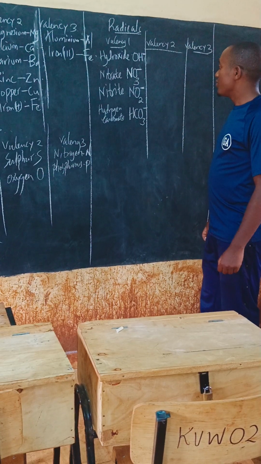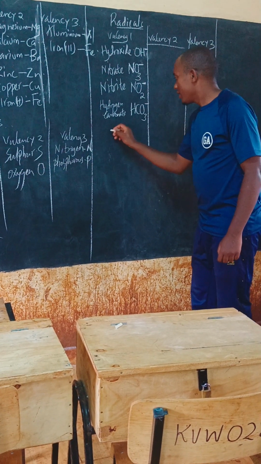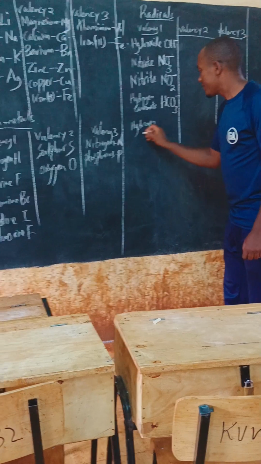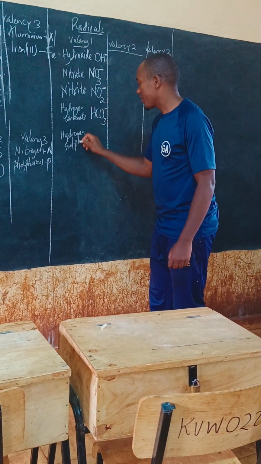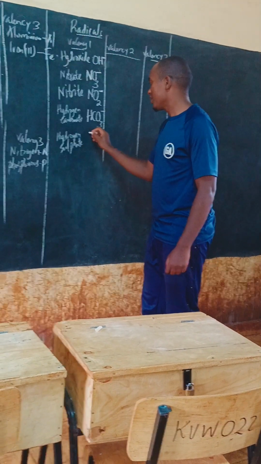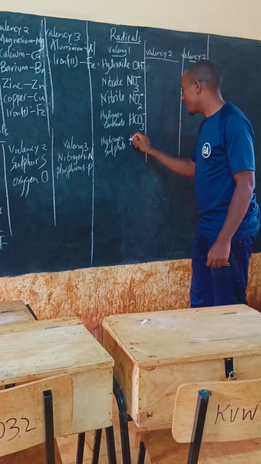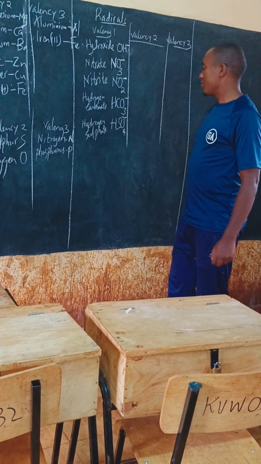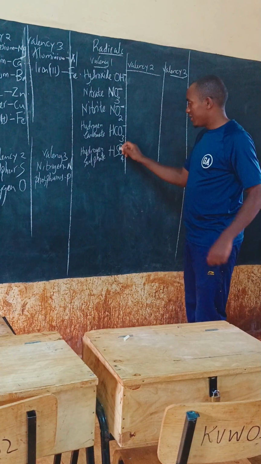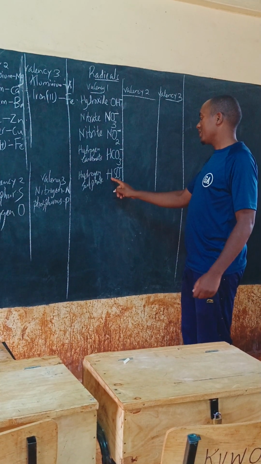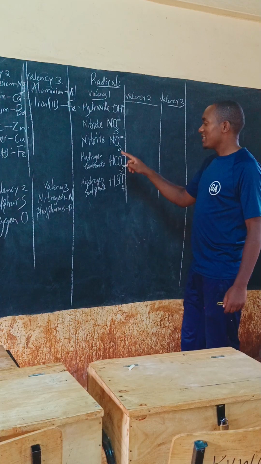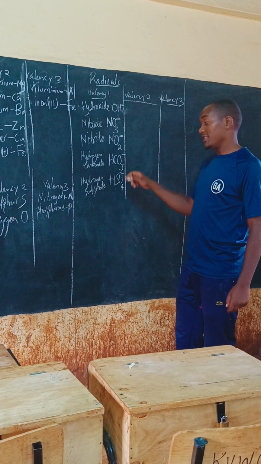Another thing that we should know here, we have hydrogen sulfate. These are some of the radicals. We have very many radicals, but for a starter in chemistry, you should know these ones. They are very key in the study of chemistry. Hydrogen sulfate, HSO4, valence 1. Hydrogen carbonate is HCO3, valence 1.